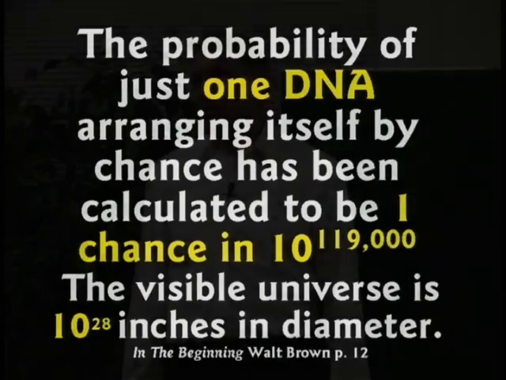10 to the 29th would be 10 times bigger than that. 10 to the 30th is 10 times bigger than that. 10 to the 119,000th is real big. So that's the odds that these people are gambling on, that a DNA could happen by chance. I tell people, look, if you want to believe that, that's perfectly fine. I don't care what you believe.